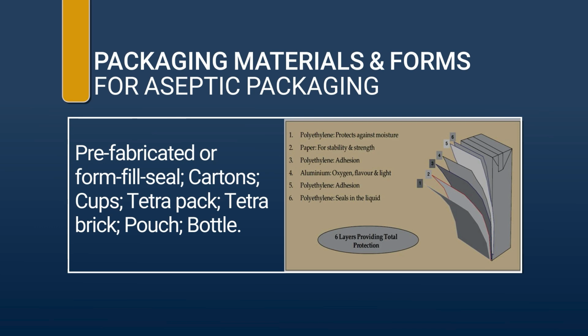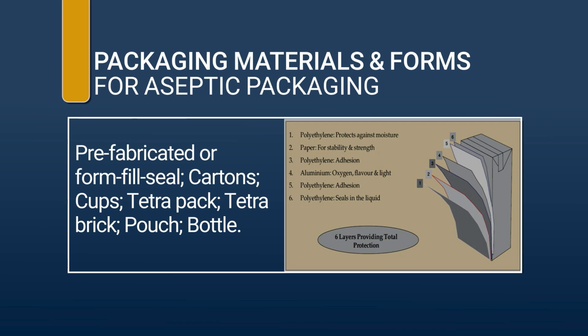Then comes the aluminum foil layer, which prevents the transmission of oxygen, flavor or light. Then the next layer is polyethylene that again acts as an adhesive layer, and the final layer is also polyethylene which seals in the liquid. So these are the layers of the aseptic packaging.